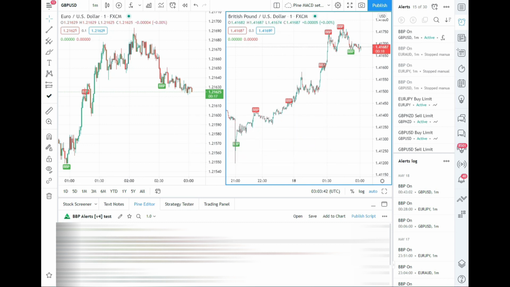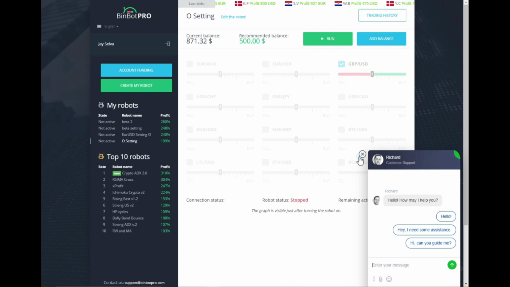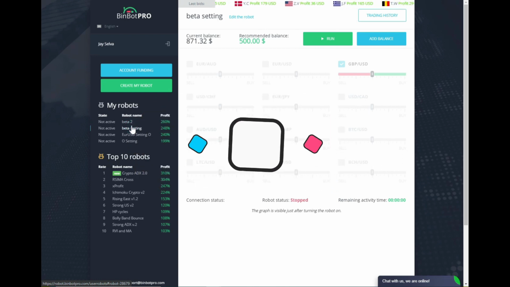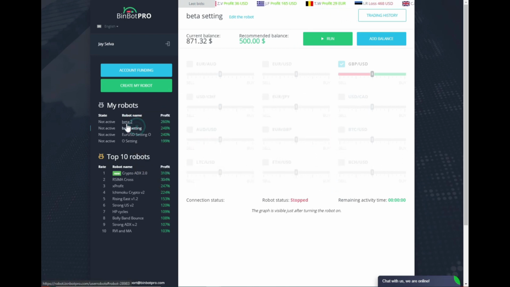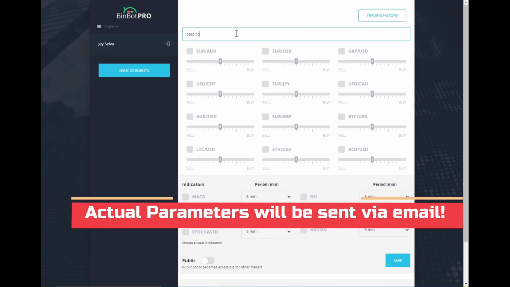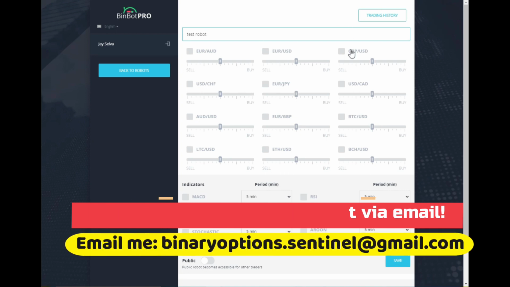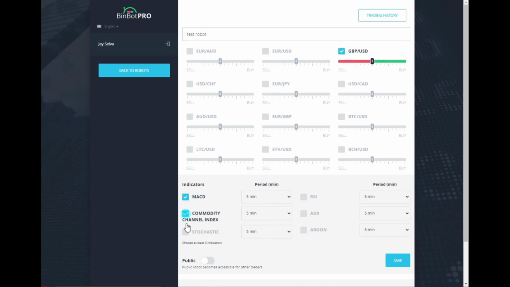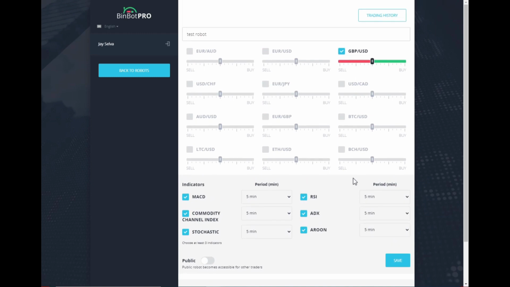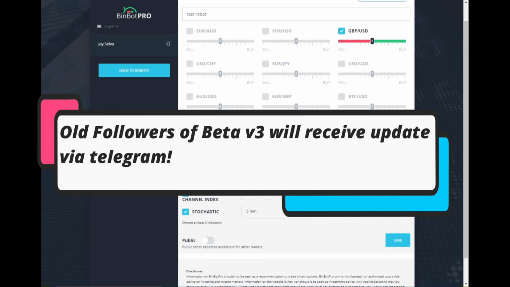So the next step is for the benefit of extremely new users. For example, if you guys are wondering how to create the beta 2 and beta 1 settings, I will actually send you guys the parameters. So basically all you have to do is just create a robot, and you will see this one, for example, test robot, and then you have to select at least one currency first. The parameter details I will send to you guys via email as well, if you are interested in purchasing my latest Binbot Pro guide, or if you are my old subscriber, you will be receiving the guide as well.